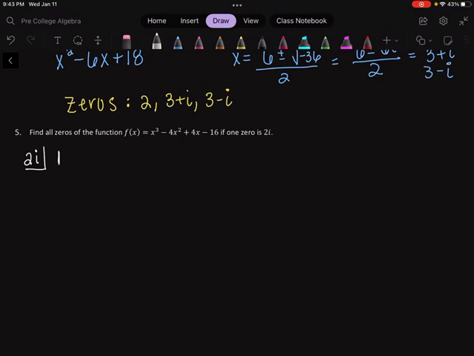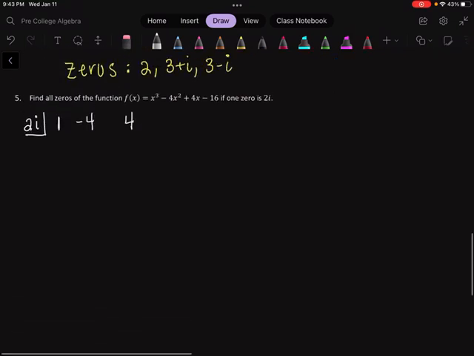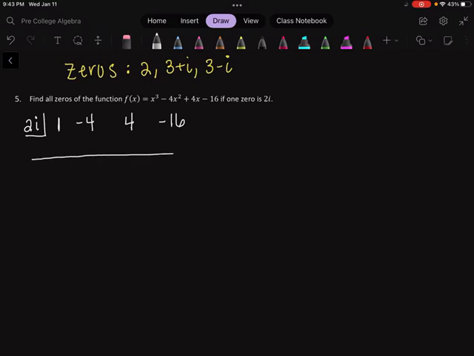And then I do my coefficients. 1, -4, 4, -16. Drop down this 1. 1 times 2i is 2i. I can't put that into my calculator because it's a real and imaginary number, right? So that really becomes -4 plus 2i.